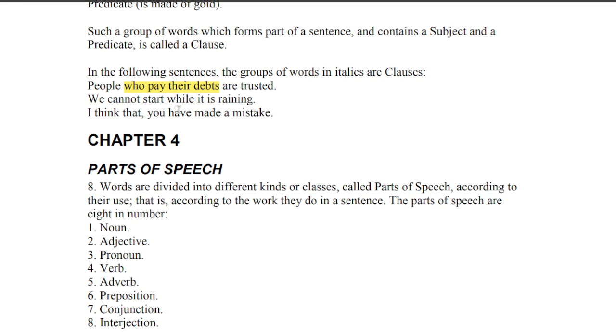What is this while? It is a conjunction joining two statements. We cannot start and it is raining. Both of these statements are being joined, are being connected by while. So while is acting as a connector. This connector is also part of this clause, while it is raining. In this, it is the subject and is raining plus while is the predicate.